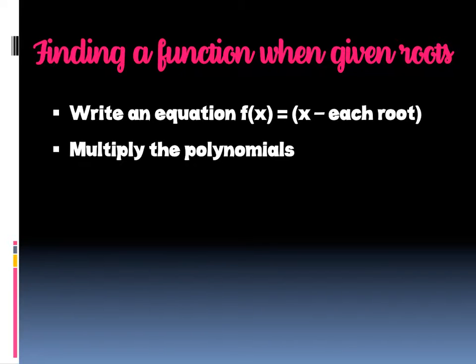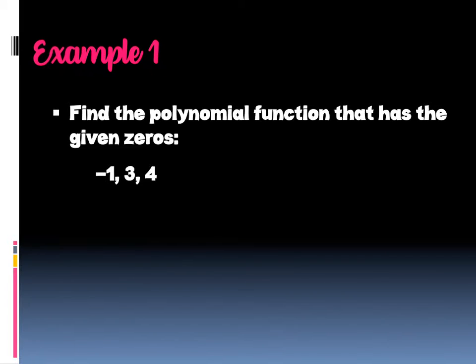So if it asks you to find the function where you're given the roots, then you're going to take your list of roots, and you're going to put them behind x minus. So it will always change the sign of whatever's there. And then you'll simply multiply out the polynomial. So you'll FOIL it out. So an example would look something like this.